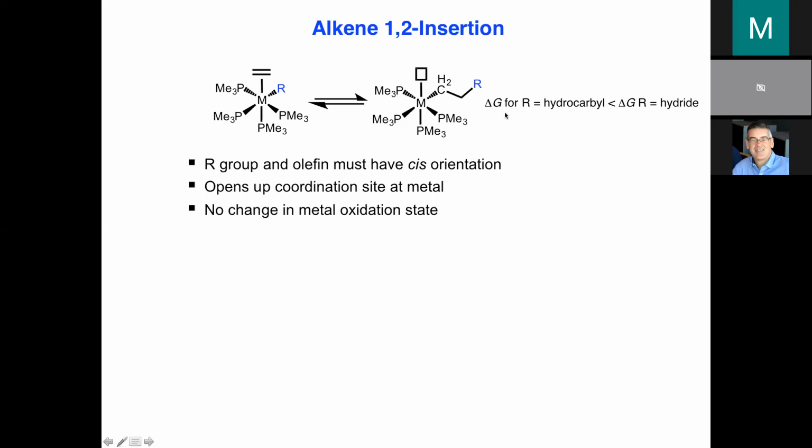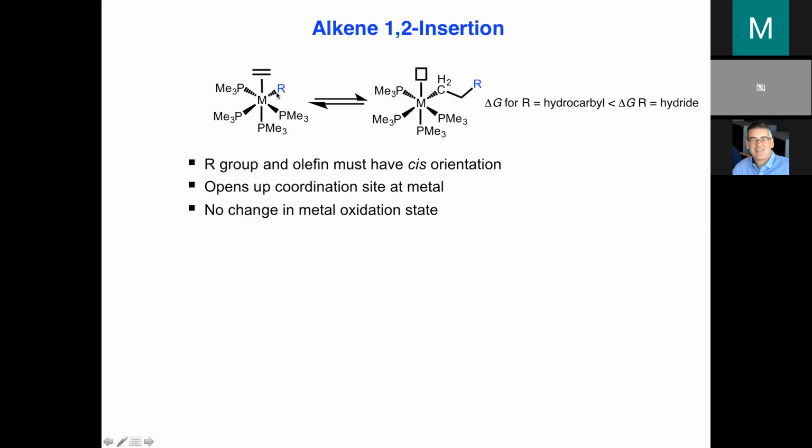In terms of the thermodynamics of this transformation, this is usually going to be thermodynamically more downhill when R is a carbon-based hydrocarbon ligand than when R is a hydride ligand. You can just think about why that might be the case. When we're migrating, we're going to break this metal-carbon bond, and we're going to form a new carbon-R bond. If R was a carbon-based ligand, we're forming a new carbon-carbon bond here, which we know are very, very strong bonds. A carbon-carbon bond is typically going to be significantly stronger than a metal-carbon bond, and so this is usually going to be quite downhill thermodynamically.